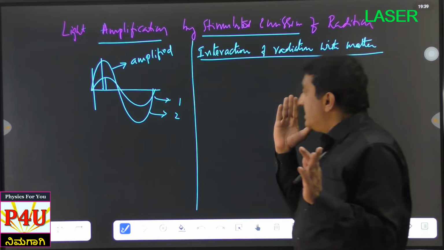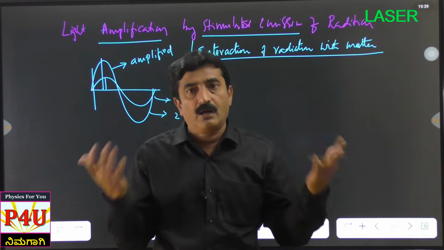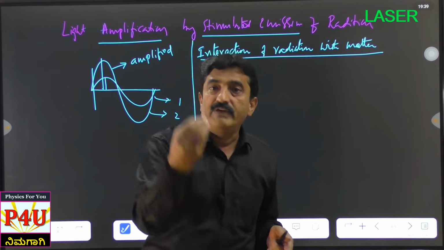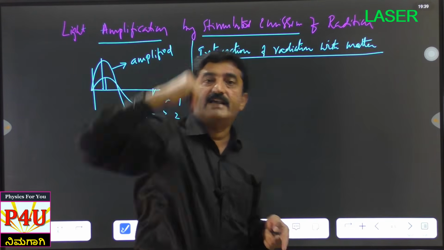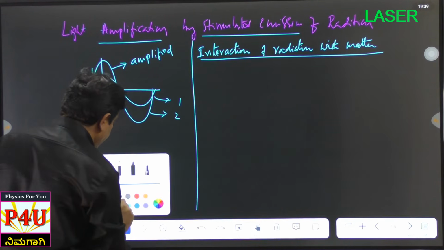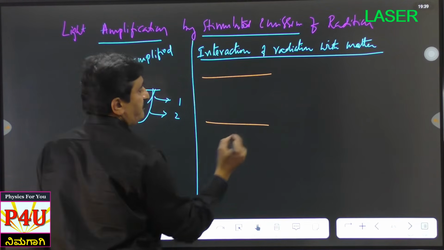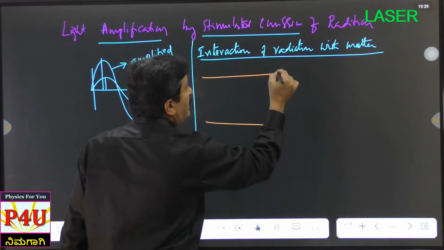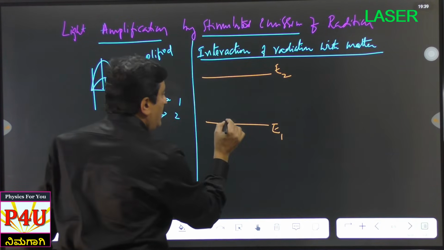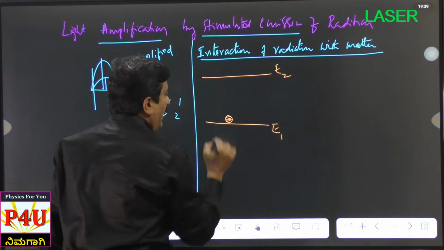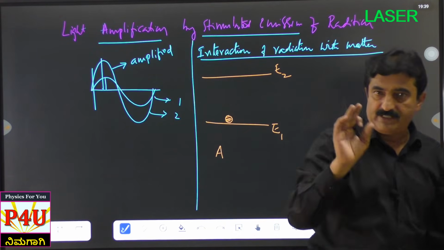Now, instead of hydrogen, if you take neon or carbon or helium, argon, anything you take, always there will be a ground state and excited states. One ground state, many excited states. Now for the sake of explanation, I take one ground state, one excited state. I take ground state as E1, excited state as E2. There are many excited states, but I take only one. Now I have one atom here. Atom is in the ground state. Dear students, here onwards I write atom as A.